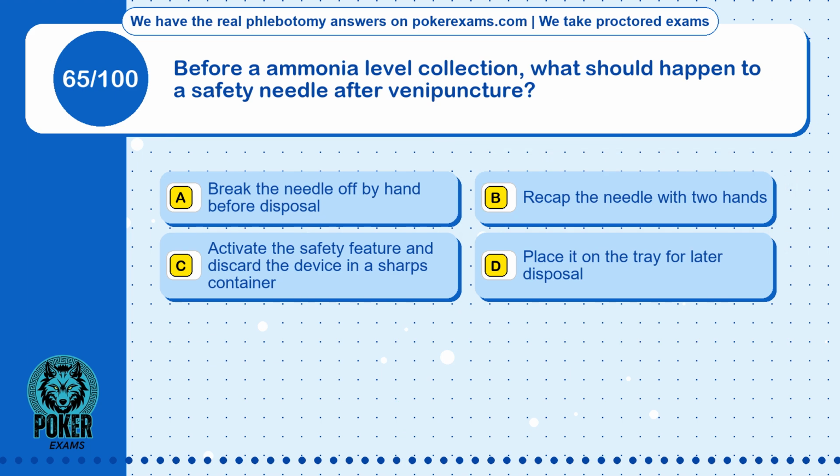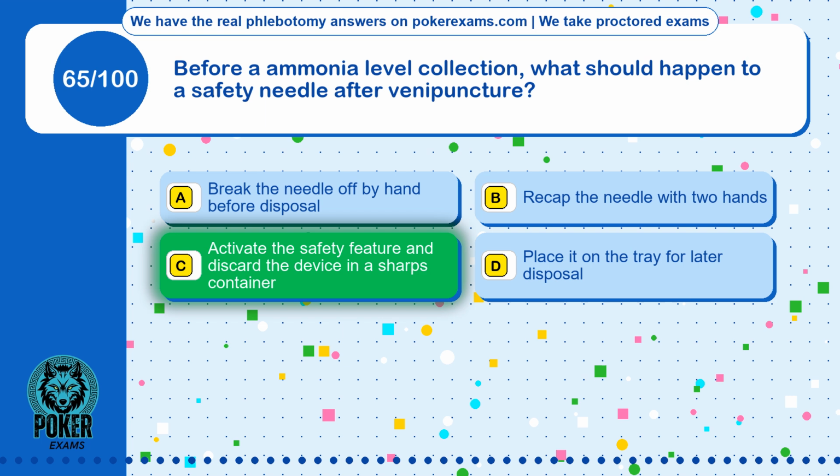Question 65. Before an ammonia level collection, what should happen to a safety needle after venipuncture? Option A, break the needle off by hand before disposal. Option B, recap the needle with two hands. Option C. Activate the safety feature and discard the device in a sharps container. Option D. Place it on the tray for later disposal.